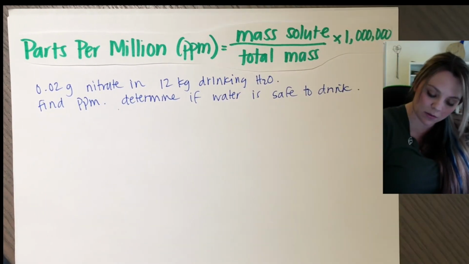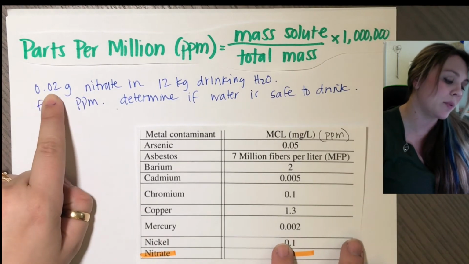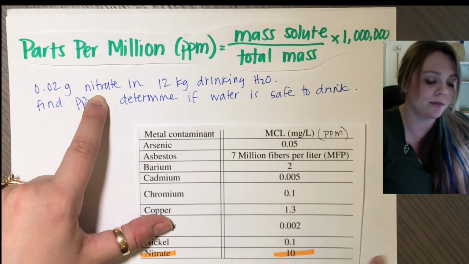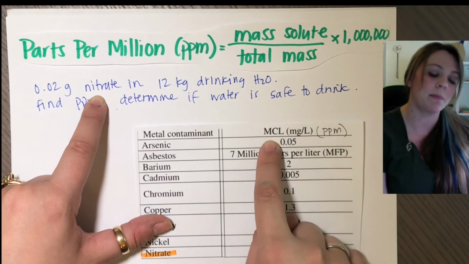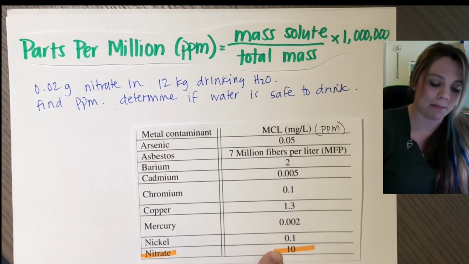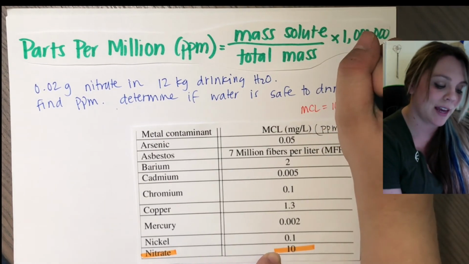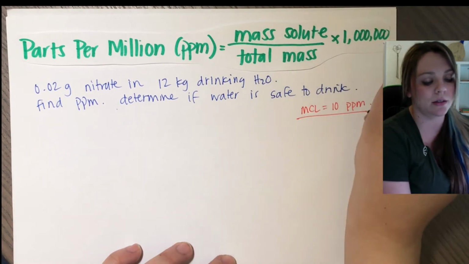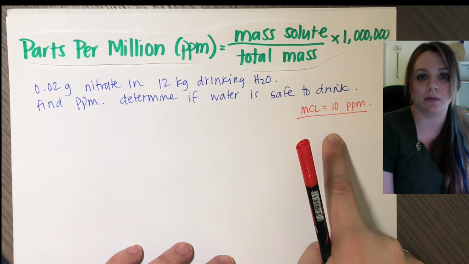Okay, so I already highlighted it for you just to make it easy. All right, if I have 0.02 grams of nitrate, and I'm trying to figure out if that amount of nitrate in 12 kilograms of drinking water is safe, I look up my maximum contaminant level from EPA. I find nitrate, and I find that my max level, MCL, maximum contaminant level, is 10 parts per million. So when I do my calculations, I better not exceed 10 parts per million, otherwise I'm poisoning myself, okay?